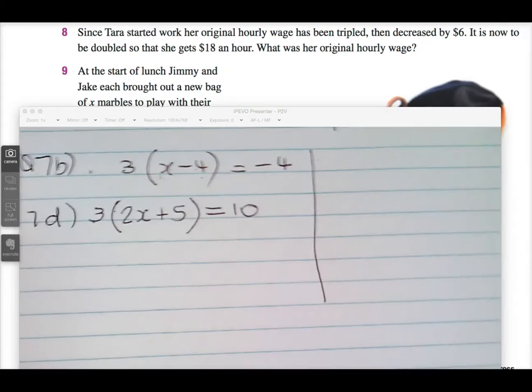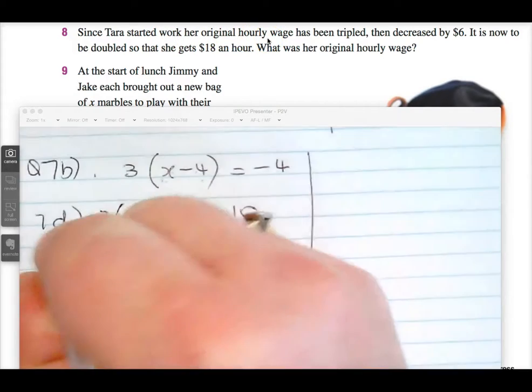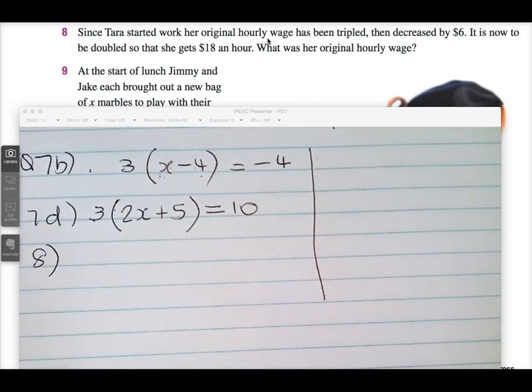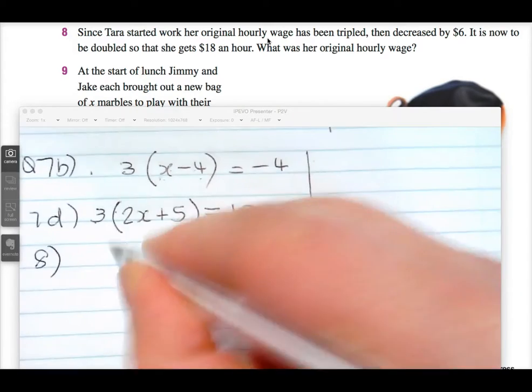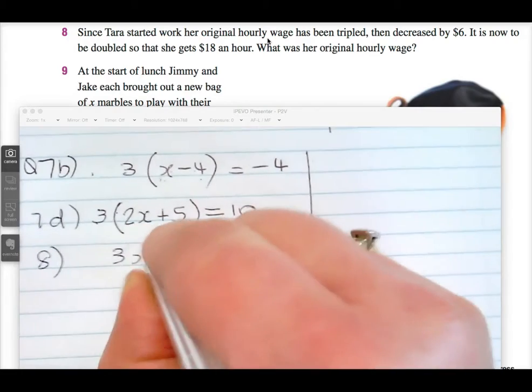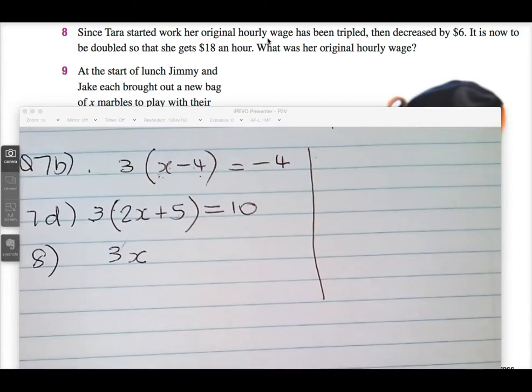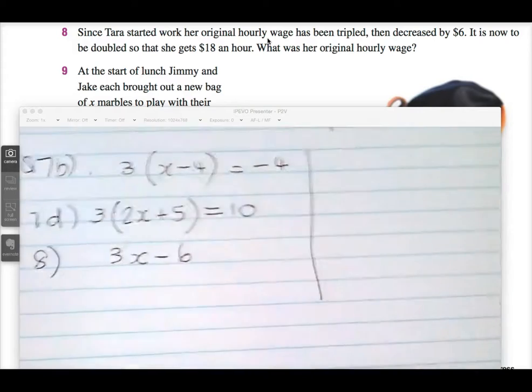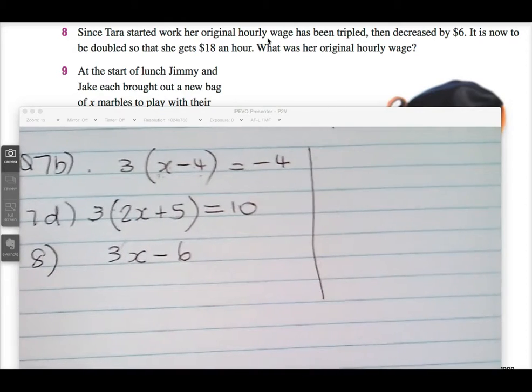Since Tara started work, her original hourly wage has been tripled. What should I do? The wage is x. What do I do with that? 3 times x. But then decreased by $6. Take away 6. So, since Tara started work, her original hourly rate has been tripled, then decreased by 6, full stop.